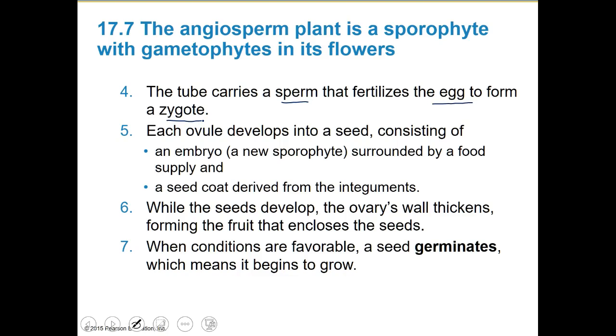Each ovule develops into a seed consisting of an embryo surrounded by a food supply, and then a seed coat derived from the integuments. We'll look at it. Okay, so an ovule develops into a seed. This is an important one. And while the seeds develop, the ovary's walls thicken, and that's when we get a fruit. So the ovary will lead to a fruit. Ta-da! And when conditions are favorable, a seed will germinate, which means it will begin to grow to make us a whole new sporophyte.